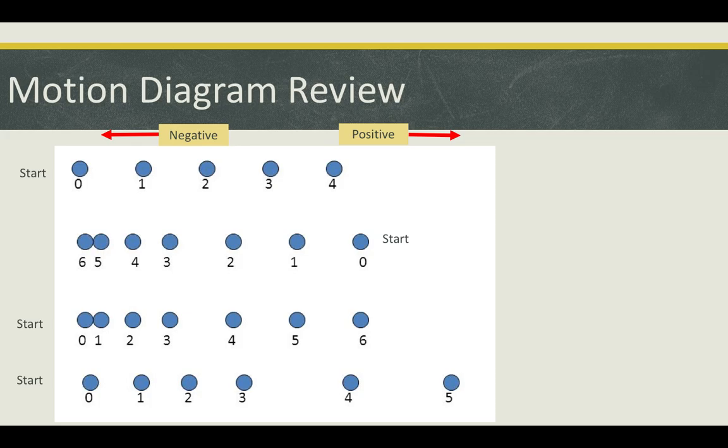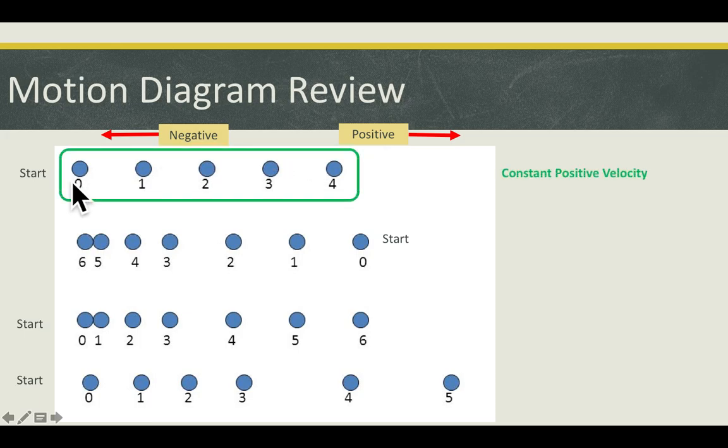If we start with the one here on the top, assuming that the left is negative and the right is positive, if we start at position number 0, then we can see that these locations, 0 through 4, there's an equal change in position each time. So that shows us a constant positive velocity. This is moving this direction at a constant steady pace.